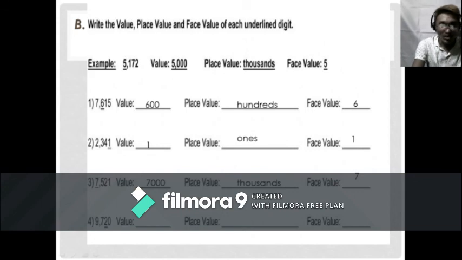Okay, now let us proceed. Number 4. The underlined number here is 2. What is the value, place value, and face value? Let us first do the value. The value of 2 is 20. Next, the place value is tens. It is under tens. Then the face value or the numerical number is 2. You got this. It is also correct to write 0001 or 1.